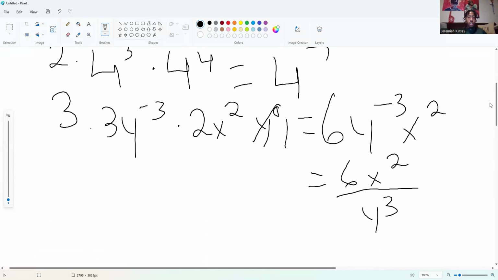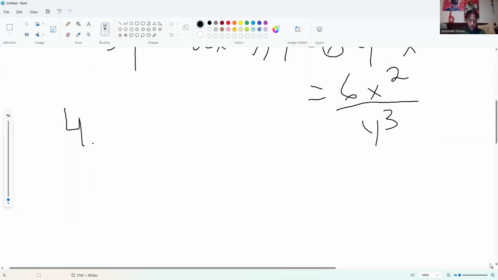Any questions? Good. All right, number 4. Scroll down just a little bit. Number 4, we have 3vu squared times 4v to the negative 4. Same thing as number 3, so we're going to combine our like terms.